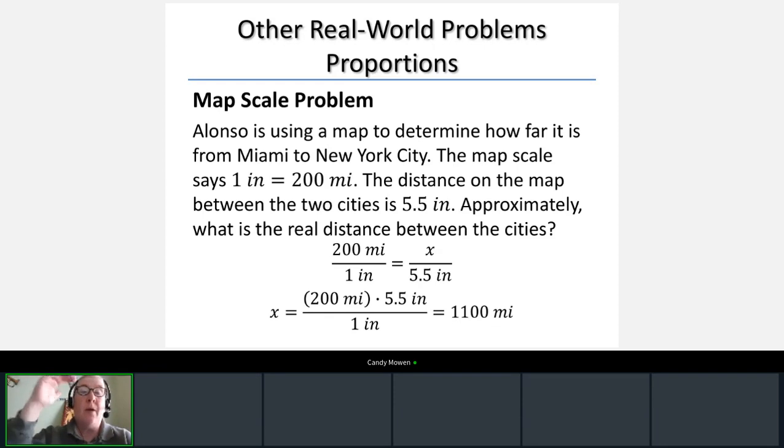Okay, we have miles and inches. We want to look at the miles, the distance between the cities, over the 5.5 inches. So we're going to multiply. You can do it this way instead of cross multiplying. You can do 200 times 5.5, all divided by 1 inch. It's approximately 1,100 miles.